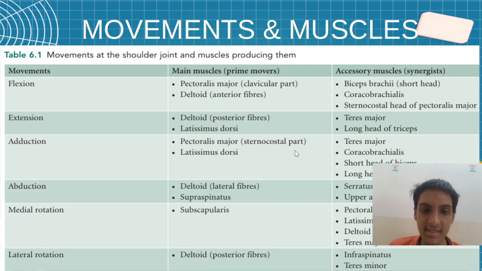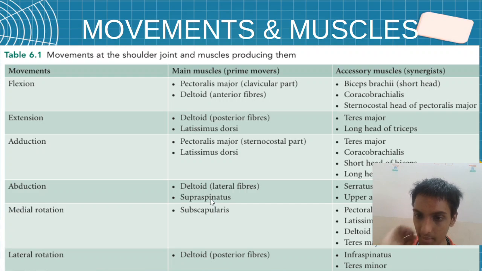Let's see the movements and the muscles. Deltoid does all the movements except medial rotation. Okay. And latissimus dorsi as a primary muscle will extend and adduct. Pectoralis major will flex and adduct. Supraspinatus will abduct. Subscapularis is a medial rotator.